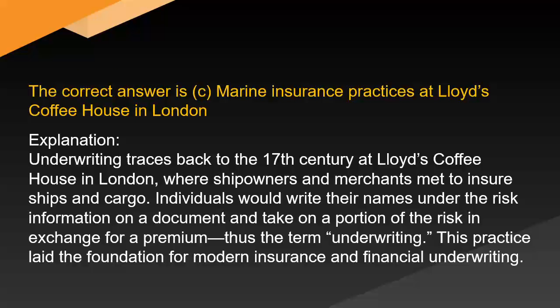The correct answer is C. Marine insurance practices at Lloyd's Coffee House in London. Explanation. Underwriting traces back to the 17th century at Lloyd's Coffee House in London, where shipowners and merchants met to insure ships and cargo. Individuals would write their names under the risk information on a document and take on a portion of the risk in exchange for a premium. Thus the term underwriting. This practice laid the foundation for modern insurance and financial underwriting.